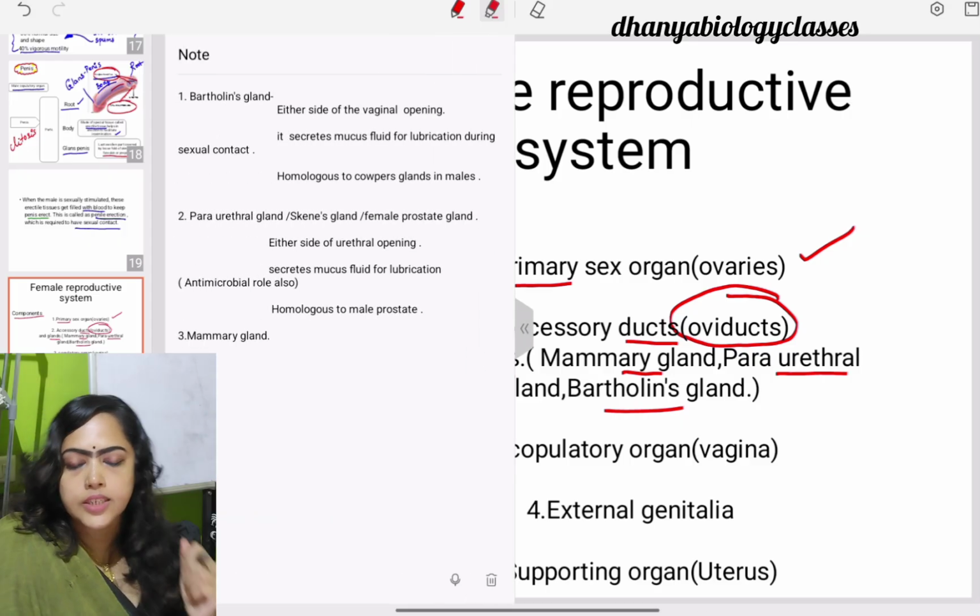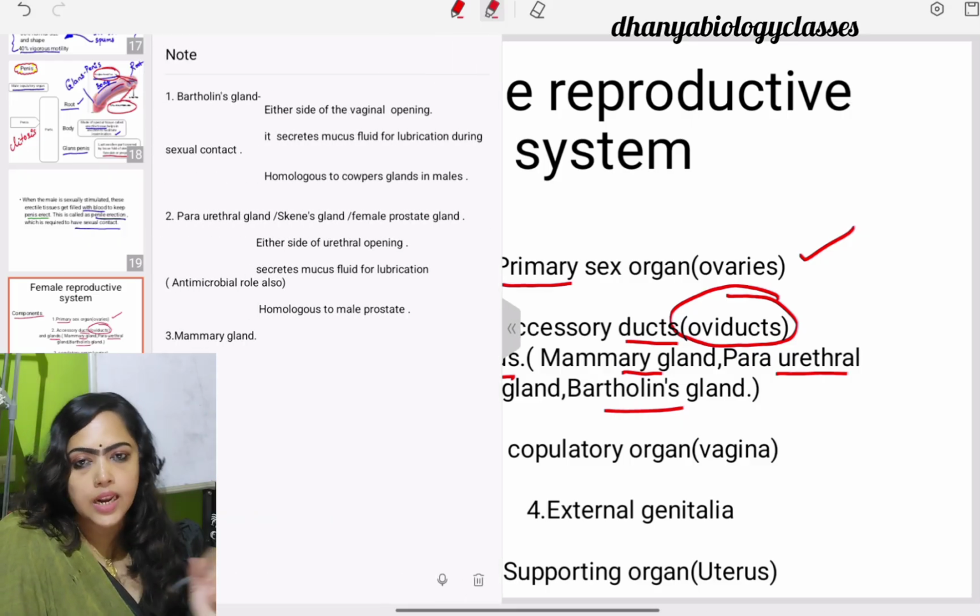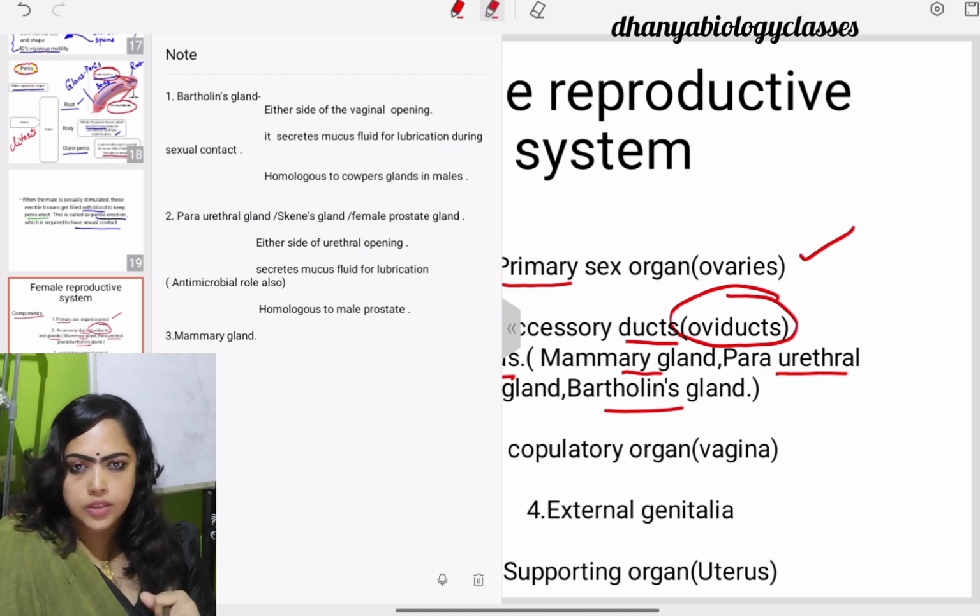Bartholin's gland is located on either side of the vaginal opening. And what is its function? It secretes mucus for lubrication during sexual contact. Okay. And it is homologous to Cowper's gland in males. That means it is derived from the same embryonic tissue.